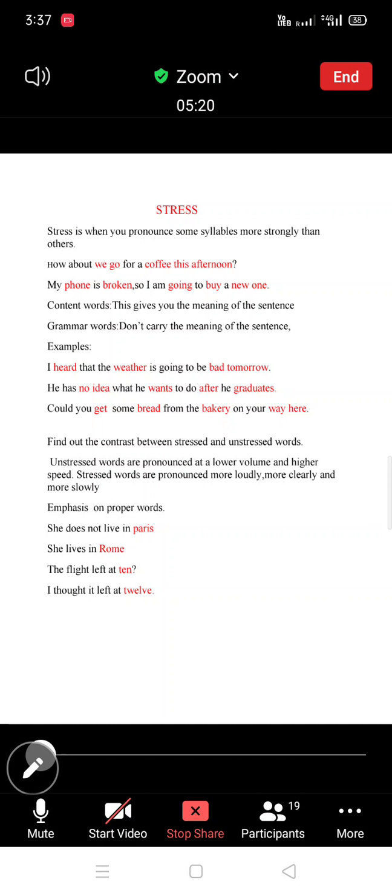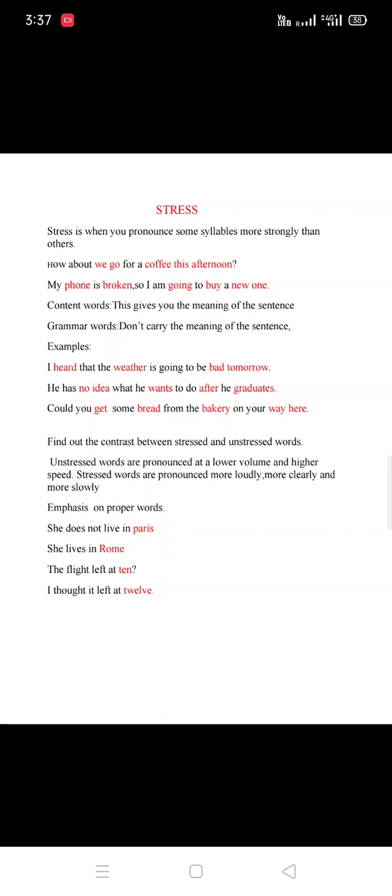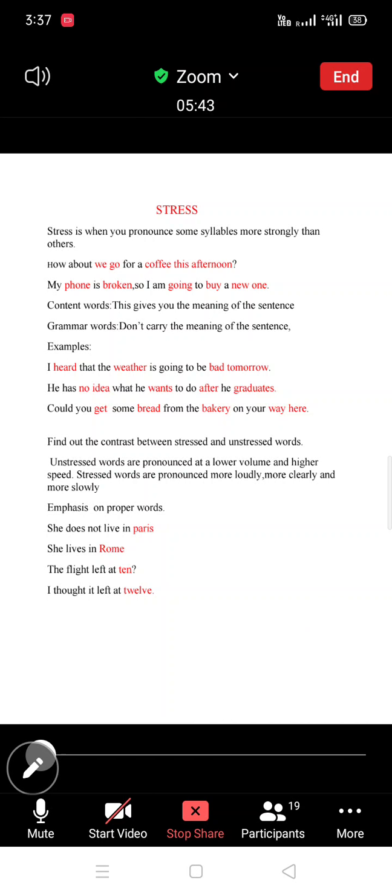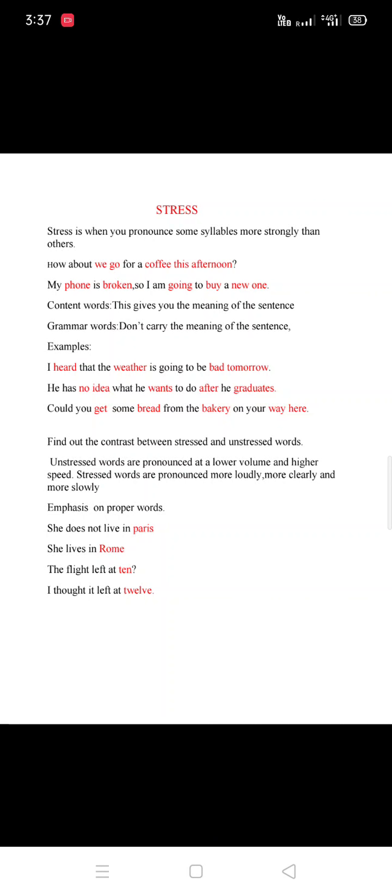Okay, so let's start. Today, we are going to discuss stress, various kinds of intonation patterns, the difference between stress and intonation, and we will also practice how to give stress and intonation. In our previous class, we discussed stress but did not complete it. So today we are going to complete this topic and then move forward to our next topic, that is intonation pattern.